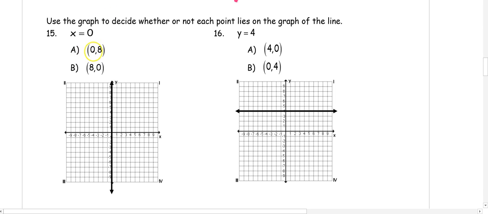Number 15, use the graph to determine whether each point lies on the graph. So if I plot the first point, A is at 0, 8, and B is at 8, 0, notice that the only one that's on the graph is A, which should make sense because if x is 0, then we need a 0 x-coordinate. Number 16, y equals 4. So we're going to plot the point 4, 0 and 0, 4. Notice this time that B was on our graph, which makes sense because it's y equals 4, so we need that 4 in the y-coordinate spot.